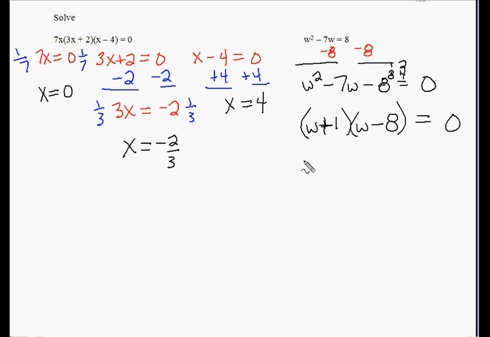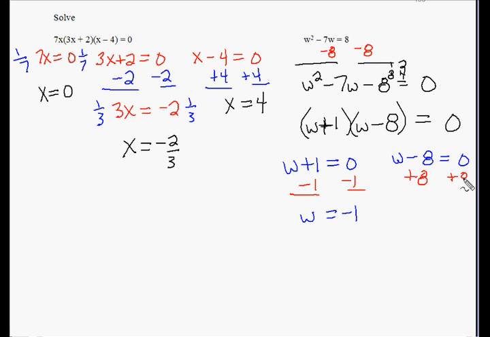So I can set each factor equal to 0. So our first factor, w plus 1, is equal to 0. And our second factor, w minus 8, is equal to 0. And now solving these simple equations, I can add a -1 to both sides. W equals -1. And for this other equation, I can add 8 to both sides of the equation. W equals 8.